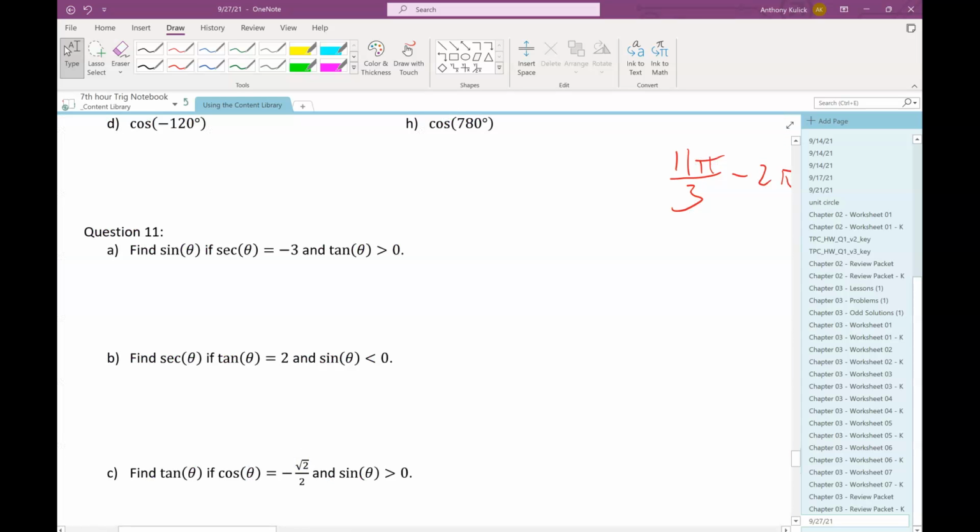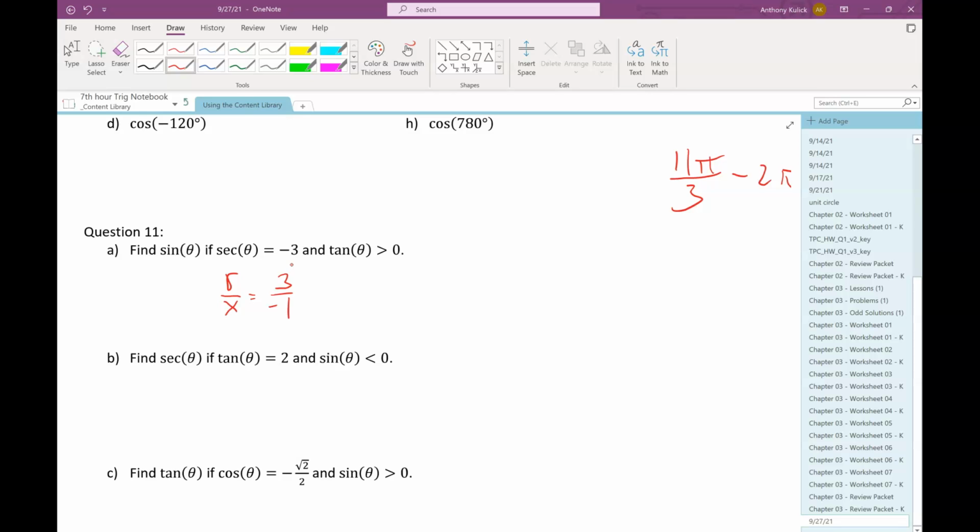Yeah. So here I'm going to use the standard position angle definition. So secant is r over x. So that tells me that the r is going to be positive 3 and the x is going to be negative 1.